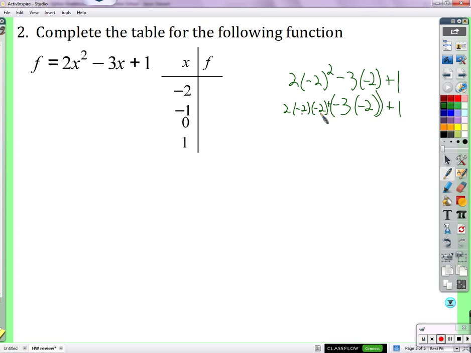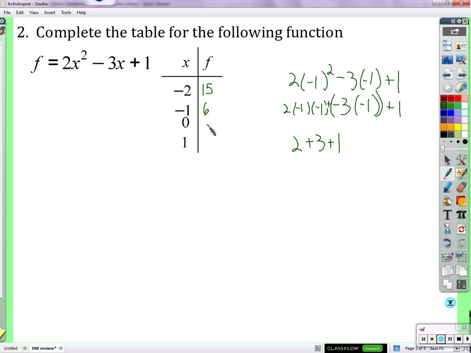Negative 2 times negative 2 is a positive 4, times a 2 is 8. Negative 3 times negative 2 is what? Positive 6, plus 1, and we have 15. Just take out the negative 2's, replace them with negative 1's. Negative 1 squared, negative 3 times negative 1. 2 times negative 1 times negative 1 is going to be 2, because negative 1 times negative 1 is positive 1. Negative 3 times negative 1 is positive 3, plus 1, 5, 6.